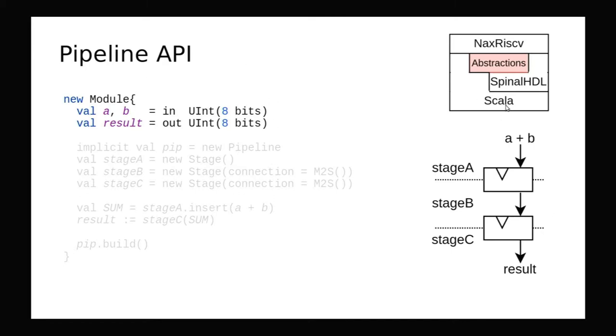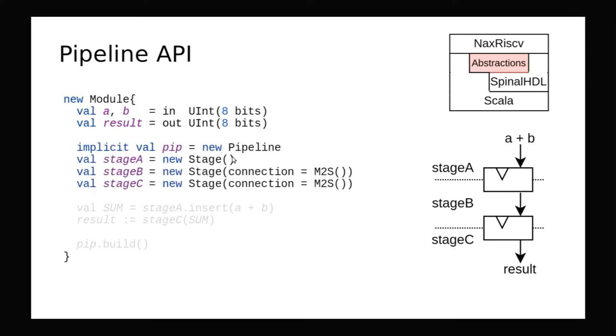implemented on top of Scala and SpinalHDL, where, for instance, here we define a module with A and B as input unsigned, result as an output unsigned. And then we use our API to create a new pipeline and a few stages like A, B, and C. So the stages will be collected in the same order they are defined and with this connection type. This M2S connects things with a register. So there are also other connections, like instead of a register, use a queue, or maybe directly connect wires from stage to stage, as you want.